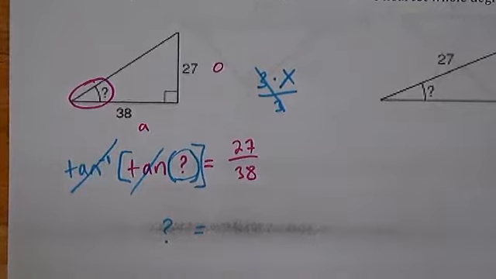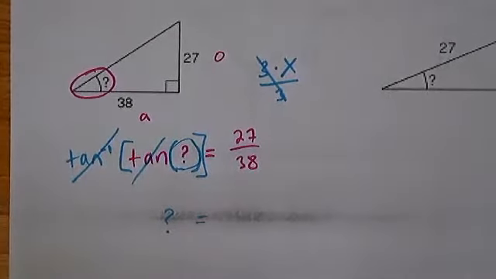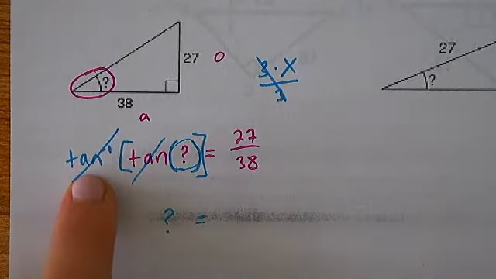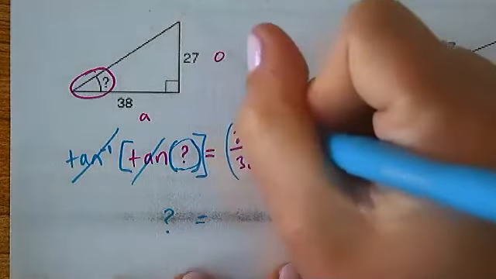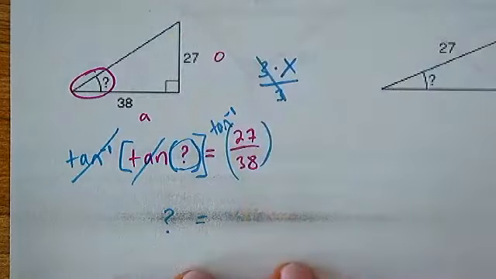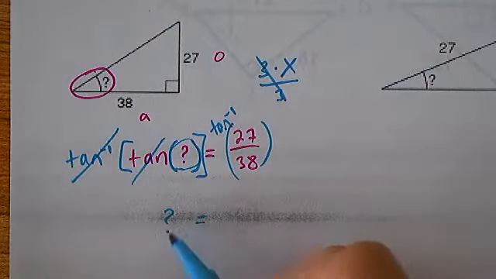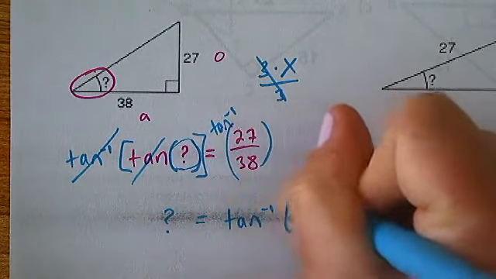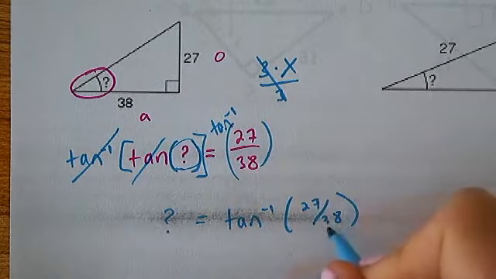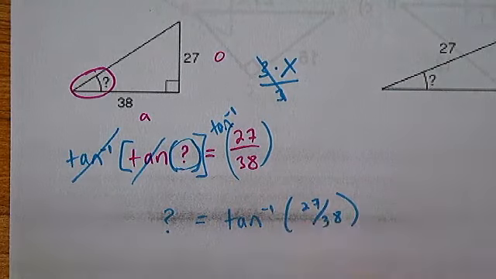Okay? So again, you have seen this in Math 2. If I took tan inverse on the left, I do need to do it to the other side. So I will be taking tan inverse of this as well. So that means that question mark is equal to inverse tan of 27 over 38. So I got question mark alone, and now I need to calculate this.